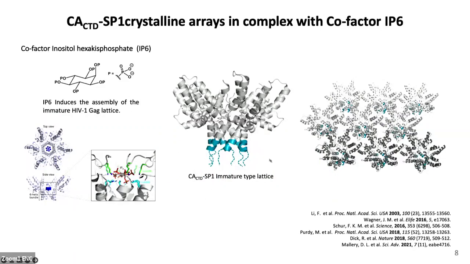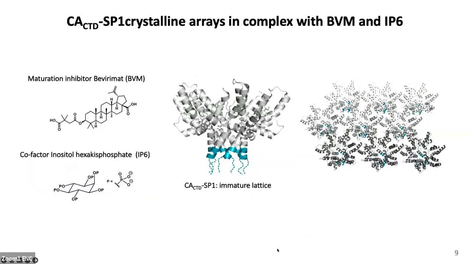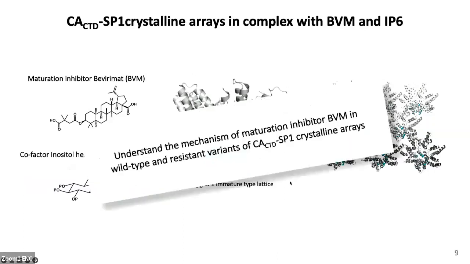Previous studies have shown that IP6 binds in the immature type of lattice near the binding region of the 6 helix bundle where the inhibitor BVM binds. So it is interesting to understand the binding and interaction of both of these small molecules inside the CA-CTD-SP1 immature type of lattice, and this is what we are going to do in both wild type and resistant mutations.